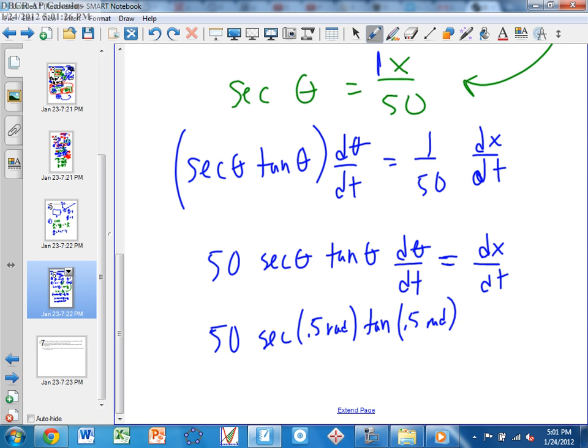What was d theta dt? 0.01 or 0.1? Radians per minute?